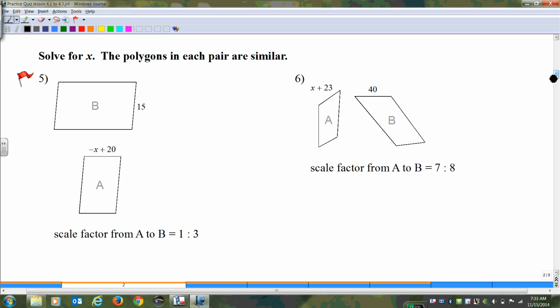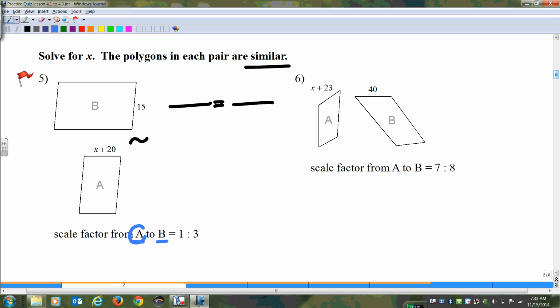Taking a look at number 5, it says solve for the polygons that are similar. So we know they're similar. The minute something is similar, we know we can do a proportion. Let's take a look at what we do know. We know we have a scale factor of A to B of 1 to 3. It's important that you get the correct direction.